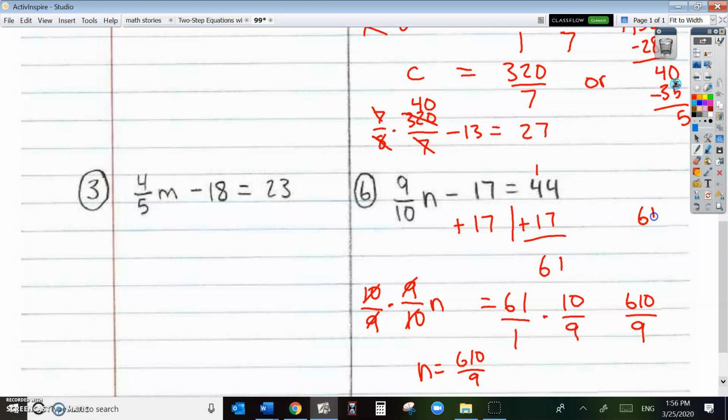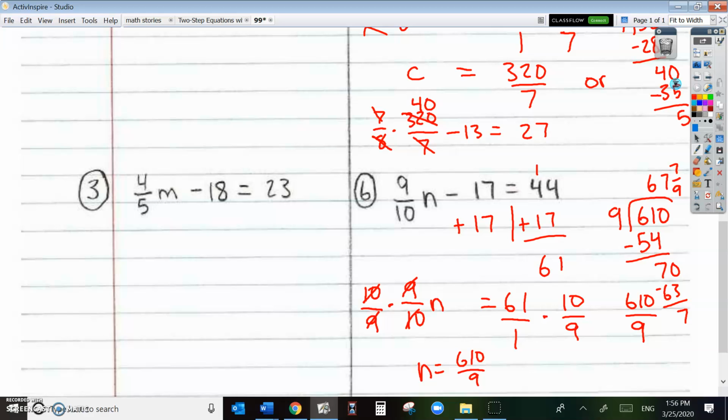And divide it out. 9 times 7 is 63, so you have to use 6 and 54. 9 times 7 is 63. So it looks like 67 and 7 over 9.